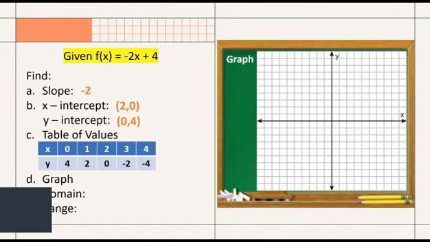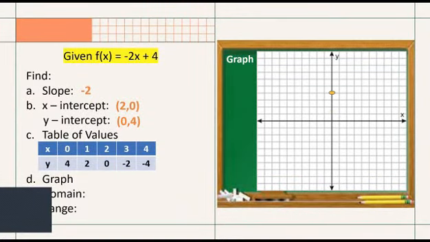Then graph. How to graph this? Of course, we need a Cartesian plane or rectangular coordinate plane to show the x-axis and y-axis. Plotting points: the first point is 0 and positive 4. Second point is positive 1 and positive 2. Third point is 2 and 0. The fourth point is 3 and negative 2. And last, 4 and negative 4. Then you may connect the line, and that is our linear function negative 2x plus 4.